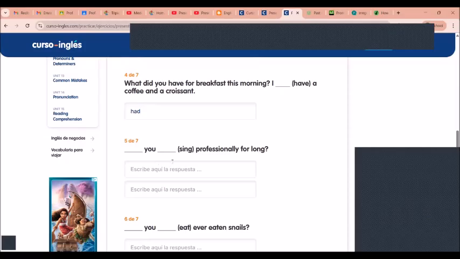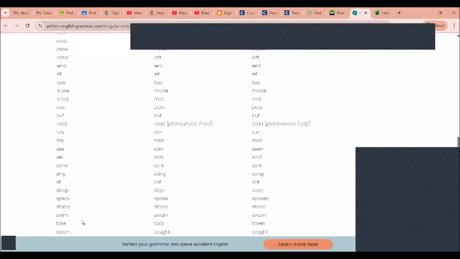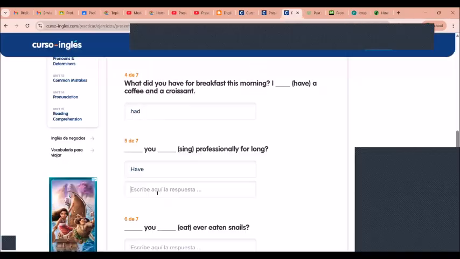Let me go a little bit faster so we can get everyone involved. Estefania. Yes, teacher. It's going to be, have you seen professionally for long? Have you. Now, sing is also irregular. Sing goes to sang and then sung. So, have you sung professionally for very long?